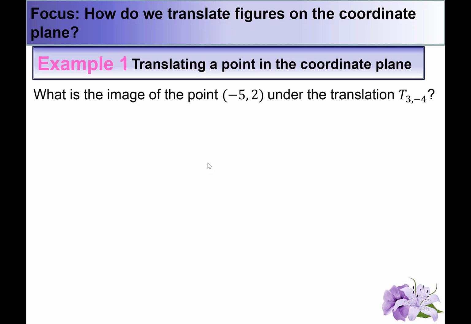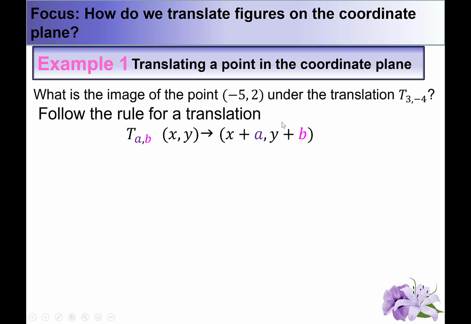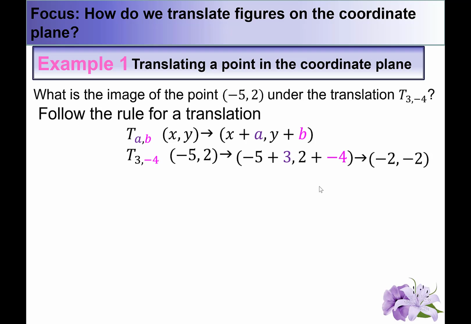What is the image of the point -5, 2 under the translation 3, -4? So we're going to use the rule. They gave us the vector 3, -4, and the original point -5, 2. We're going to add 3 to -5, and we're going to add -4 to 2. So -5 plus 3, and 2 plus -4. -5 plus 3 is -2, and 2 plus -4 is -2. So the new point will be at -2, -2.